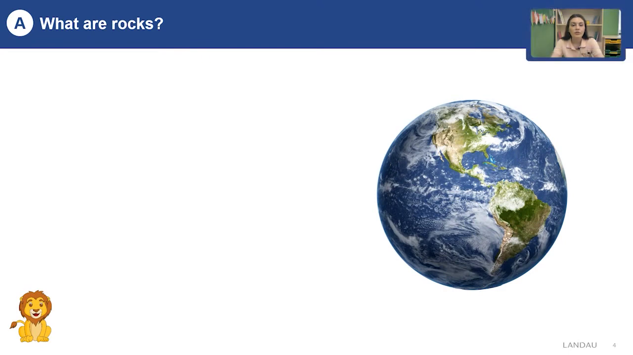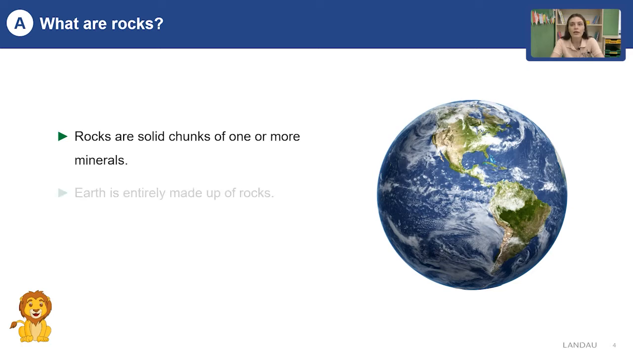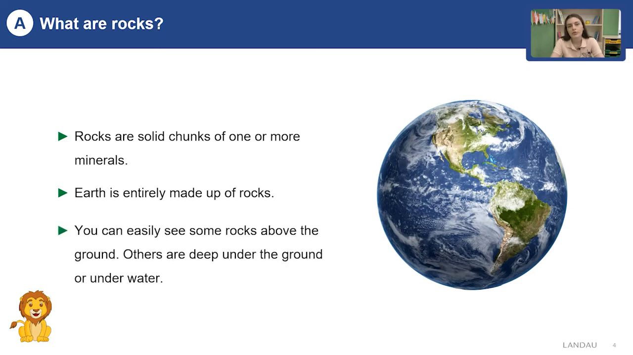Now let's talk what are rocks. Rocks are solid chunks of one or more minerals. Actually, Earth is entirely made up of rocks. You can easily see rocks above the ground, under the ground, or under the water.